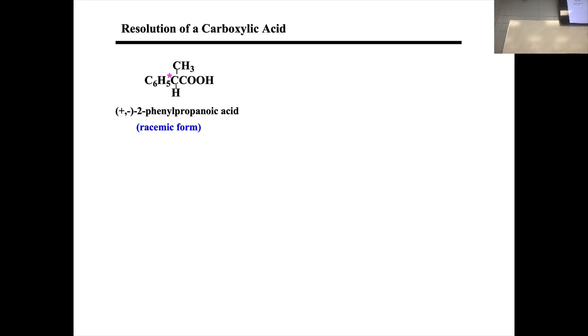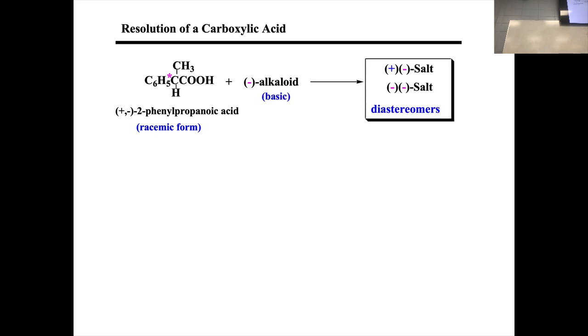So what am I going to do? Well, I'm going to play a little trick. I'm going to react it with something called an alkaloid. Don't worry what the structure of the alkaloid is. Alkaloids occur in nature, and they're amines, they're bases. Bases react with acids to make salts. Remember that in Gen Chem? An acid plus a base gives salt. So I'm going to take this chiral racemic acid and I'm going to react it with this alkaloid that Mother Nature has made as only one enantiomer.